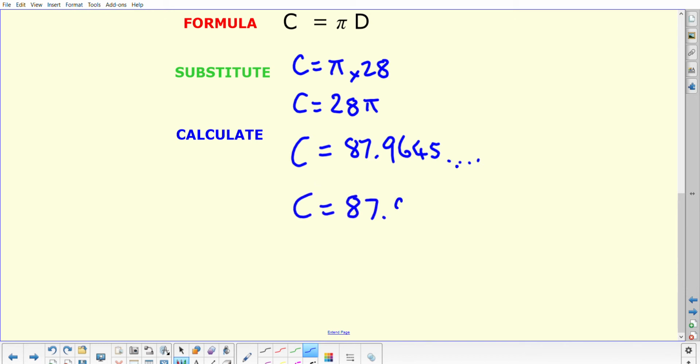So 87.96. 2 decimal places means you're going to stop there. Because the 6 is followed by a 4, we can just discard that, and this is a length, so you'd be looking to have your answer with centimetres.